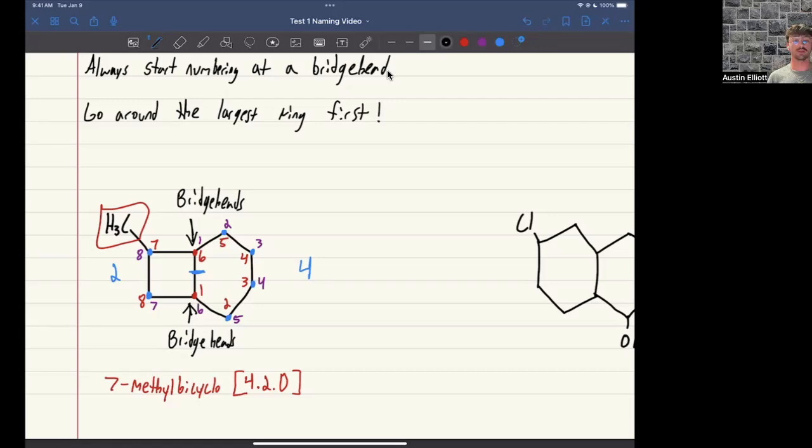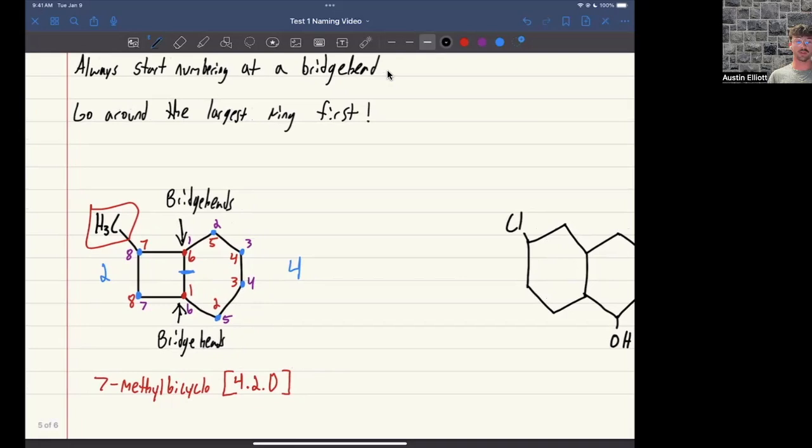So that kind of shows how many carbons are on each ring right there. And then to finish off, we just look at the total number of carbons, which are 8 carbons for this one. So that's going to give us octane. So it's going to be 7-methylbicyclo[4.2.0]octane. Not too bad, nothing crazy there. But now we're going to move on to another one.